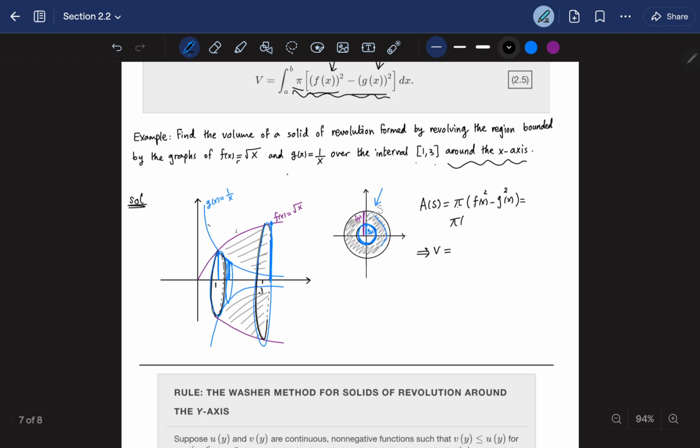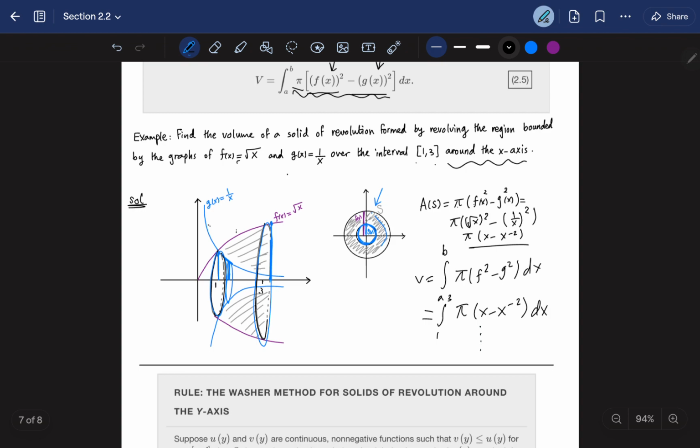So this is pi times this squared minus 1 over x squared. Once you simplify, you have pi times x minus 2. And we know that the volume is just the integral from a to b of pi f squared minus g squared. So you just take this and plug it there. From 1 to 3, pi times x minus x to the minus 2 dx, and you calculate it normally.